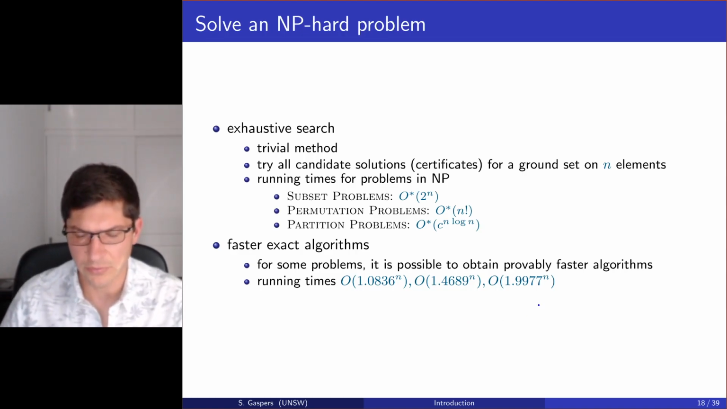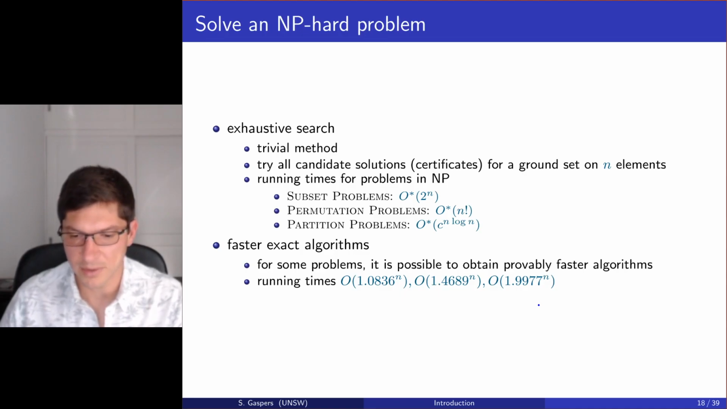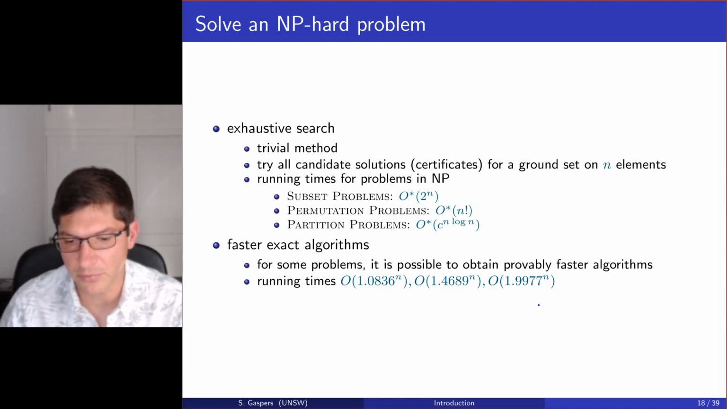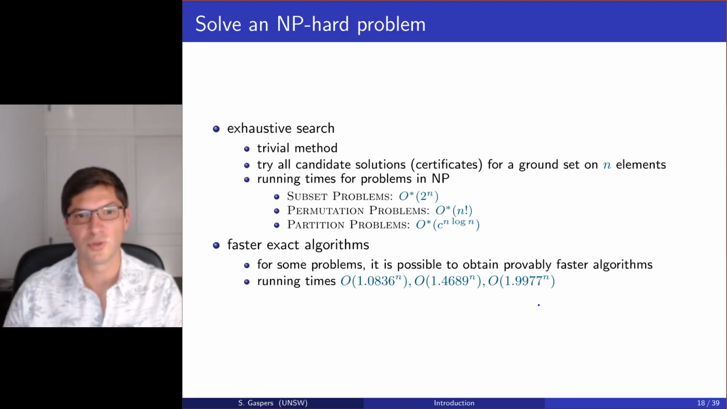And so the first one is an algorithm for vertex cover on graphs with maximum degree at most 3. The second running time is an algorithm for dominating set. And the last running time is for feedback vertex set on directed graphs, which barely is faster than the 2 to the n brute force algorithm. But the point of that paper was just to show that it is possible to improve on the brute force algorithm.